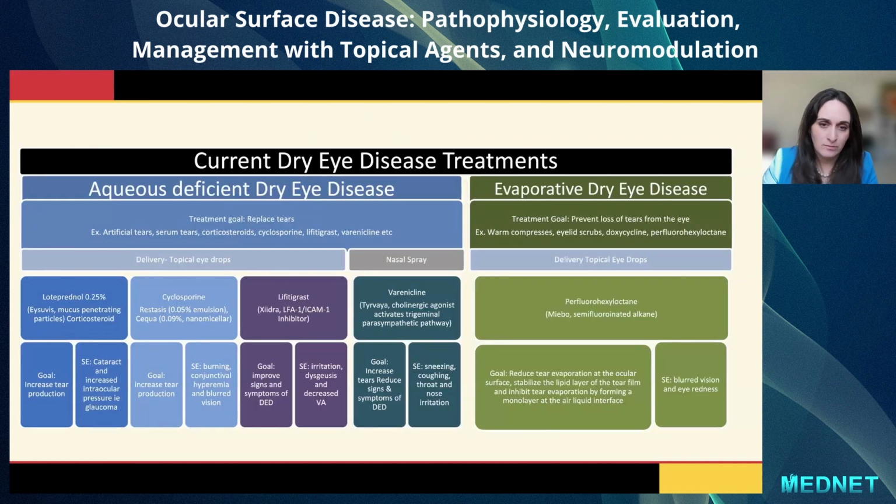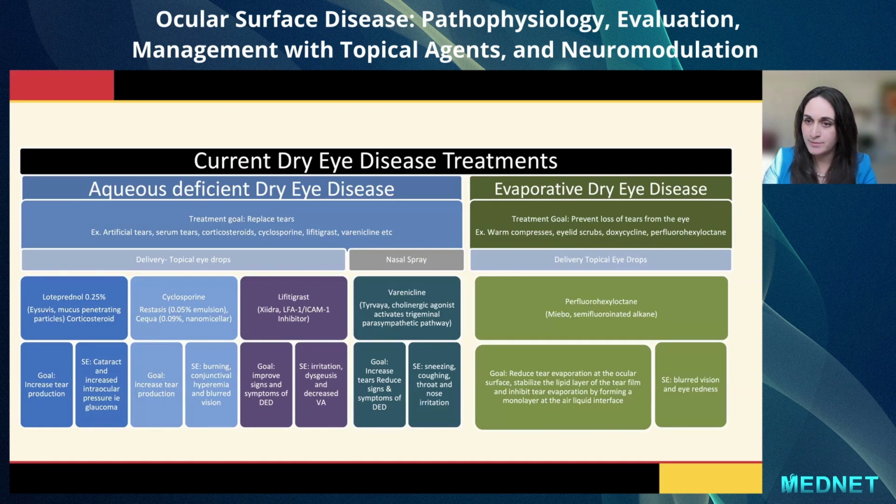So putting this all together, for dry eye disease treatments, you want to again think about aqueous deficient dry eye versus evaporative dry eye. If we look at aqueous deficient dry eye, the main goal is to replace the tears. So you can use artificial tears, serum tears, steroids, cyclosporin, lifitegrast. There are different delivery methods.